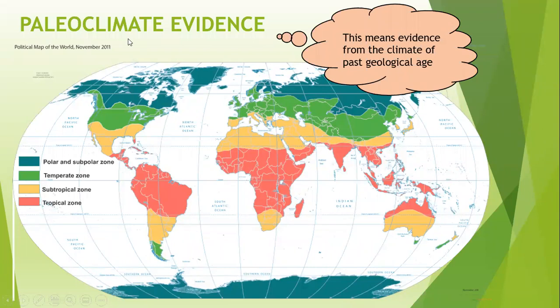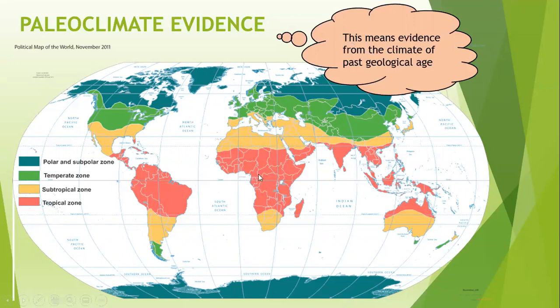Anyways, again, paleoclimate evidence. Yes, one more thing. You must understand first of all what is an equator and what is a pole. So I added this slide for you. See, this line here, the red color, this is the equator.